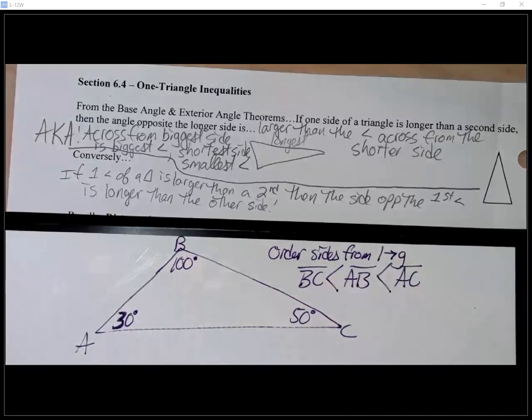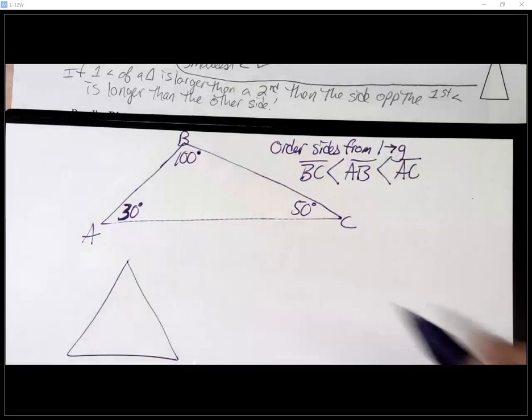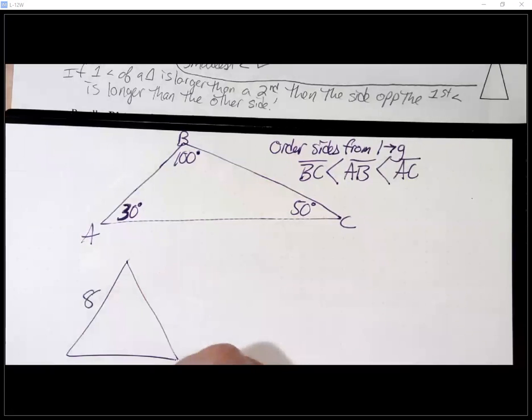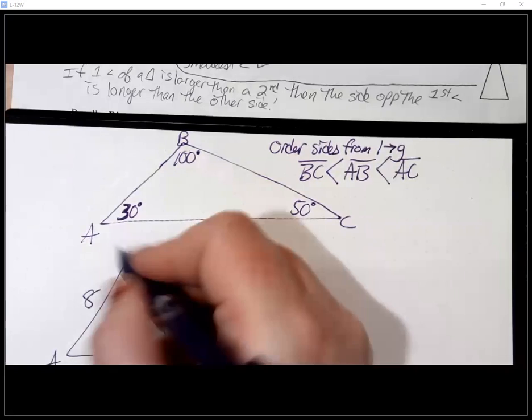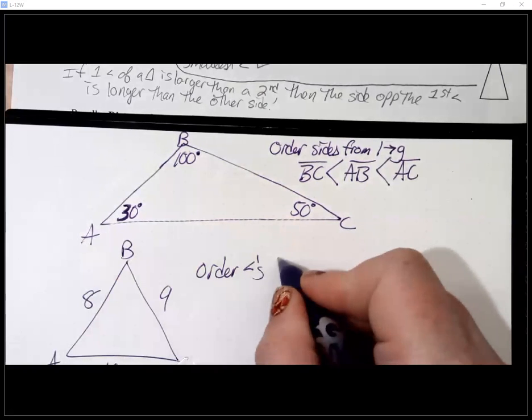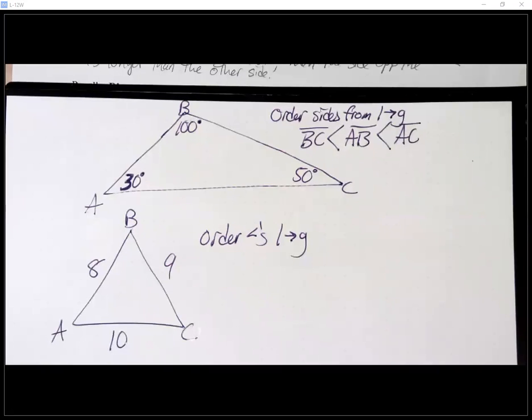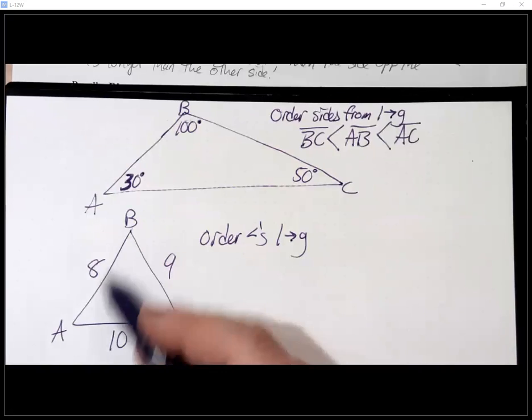Okay. Easy enough. Now we can go the other way. I can give you the side lengths and not give you any of the angle measurements, and you can order the angles from least to greatest. So let's try that. I'm going to go to a second triangle. Let's say I had 8, 9, 10. And I just asked you to order the angles from least to greatest. Which angle would have to be the smallest angle? Has to be C, right? Because this 8 is my shortest side and across from that is angle C.